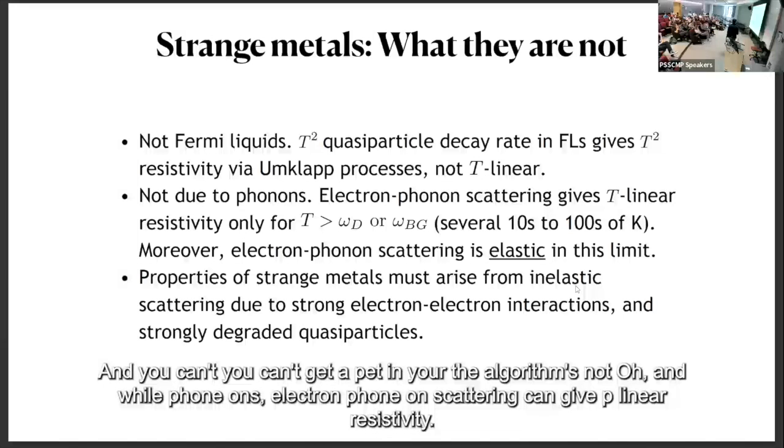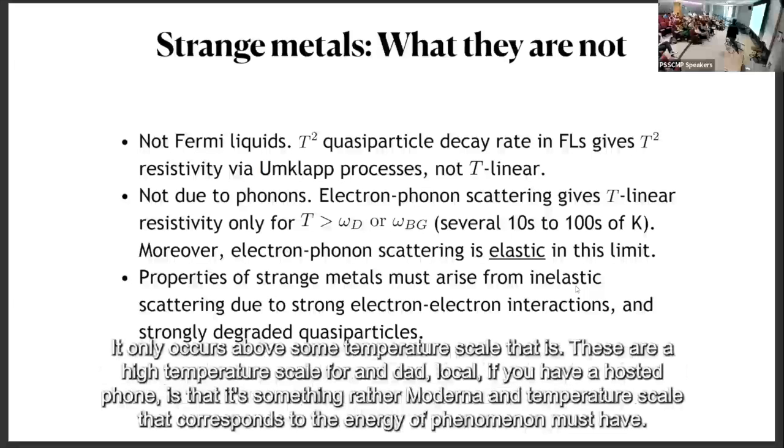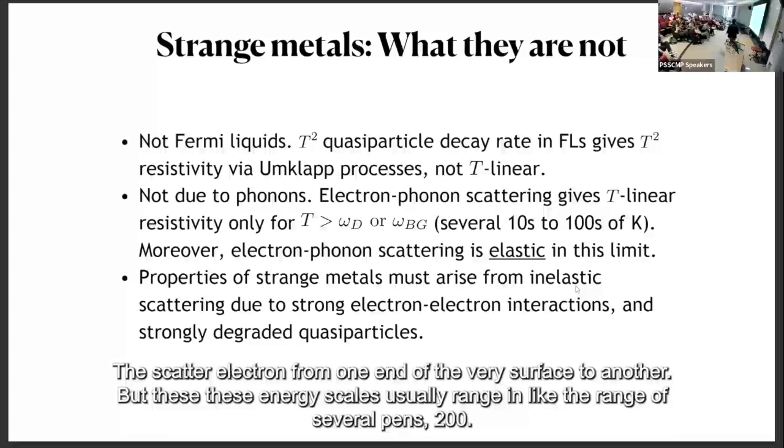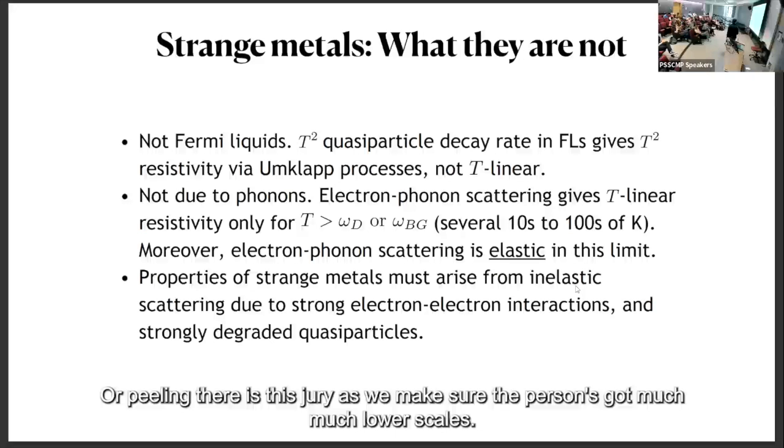And while electron-phonon scattering can give T-linear resistivity, it only occurs above some temperature scale that is either a Debye temperature scale for gapped local phonons, or if you have acoustic phonons, then it's something called a Bloch-Grüneisen temperature scale that corresponds to the energy a phonon must have to scatter an electron from one end of the Fermi surface to another. But these energy scales usually range from several tens to hundreds of Kelvin, and T-linear resistivity has been shown to persist to much lower scales.